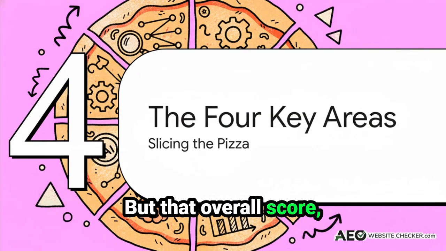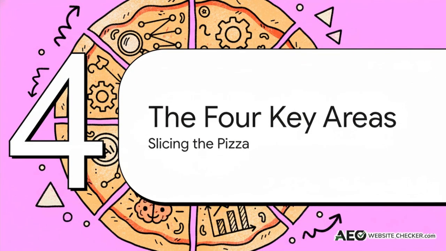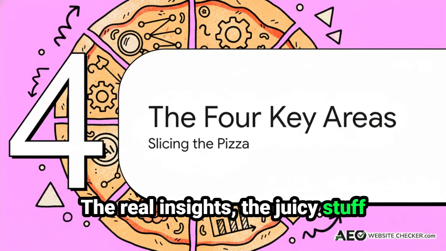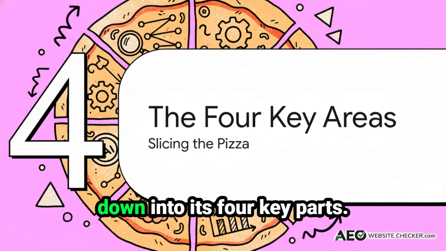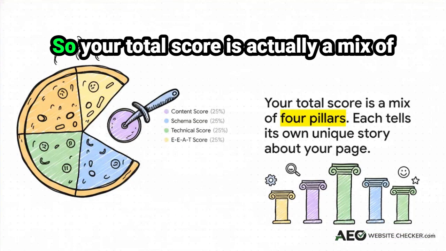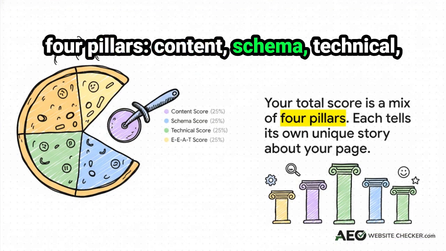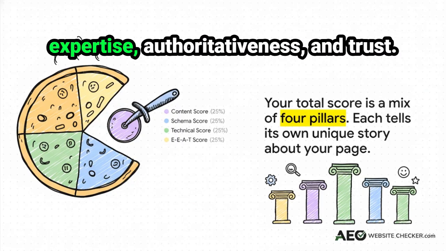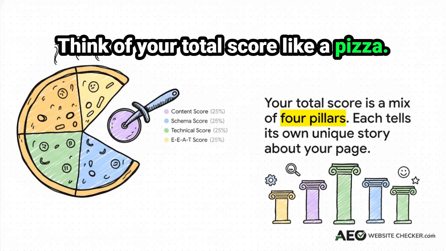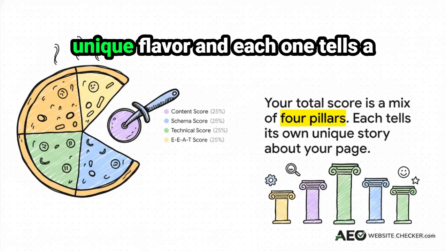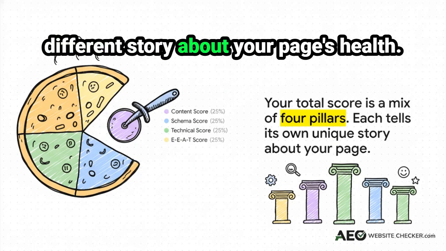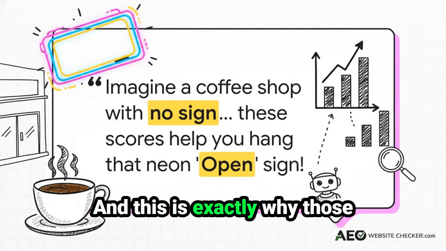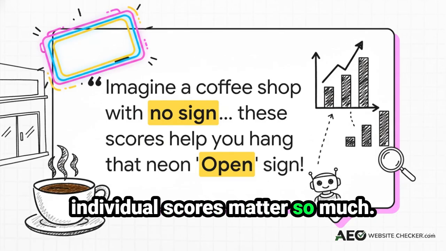But that overall score, that's just the beginning. The real insights, the juicy stuff, that comes from breaking it all down into its 4 key parts. So your total score is actually a mix of 4 pillars: content, schema, technical, and EEAT, which stands for experience, expertise, authoritativeness, and trust. Think of your total score like a pizza. Each of these 4 slices has its own unique flavor, and each one tells a different story about your page's health.